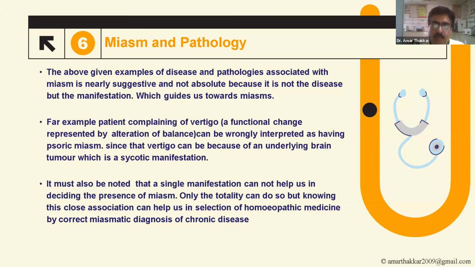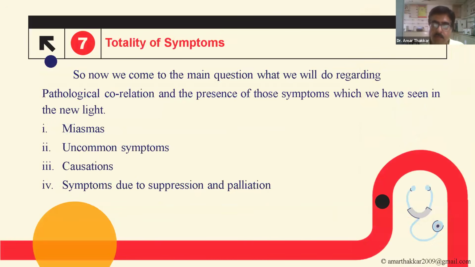Like this, as I told you, expressions of disease in terms of knowing their totality is very important. Simply because a pathological change is present, you cannot label that this miasm is present. So now we come to the final part and conclusion as to what we have highlighted today in terms of the study of pathology with respect to miasms, uncommon symptoms, causations, or the effects of suppression and palliation.